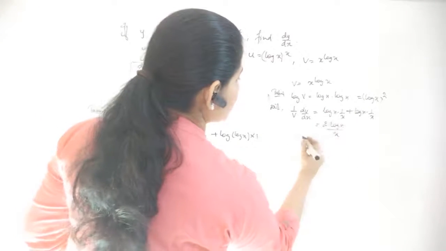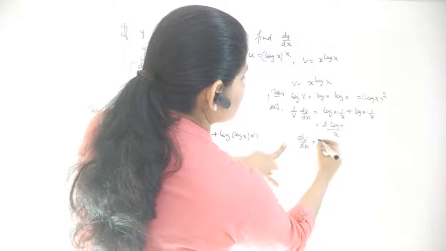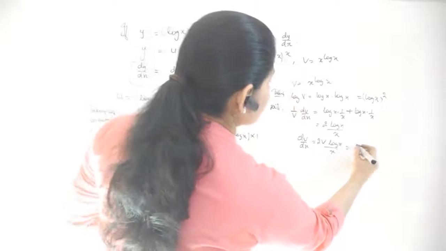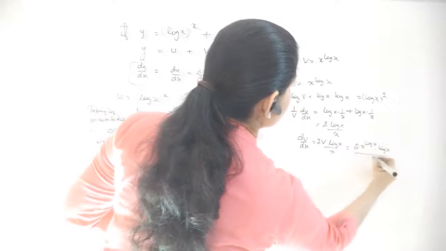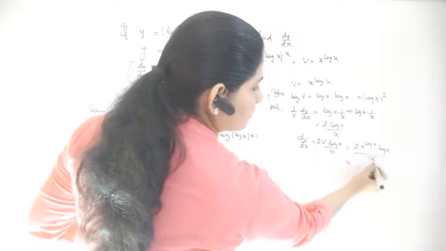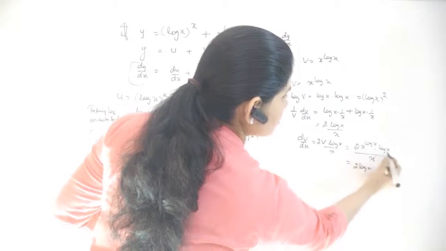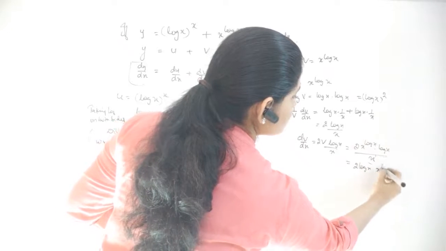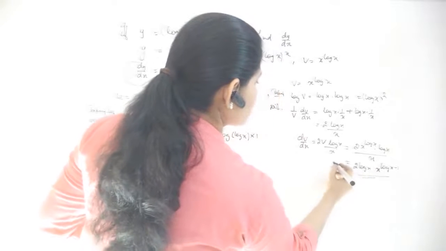Now you need dv by dx, which is v into 2 log x by x. Replace v, you will get 2 x raised to log x into log x divided by x. Since both have base x, you can combine these two and write 2 log x into x raised to log x minus 1. So that is your dv by dx.